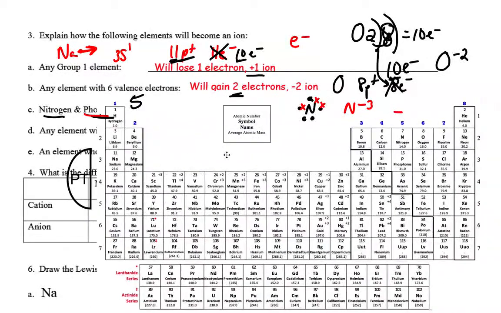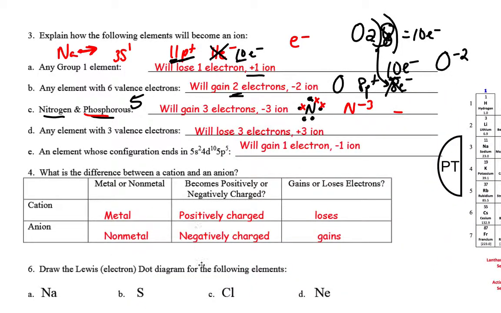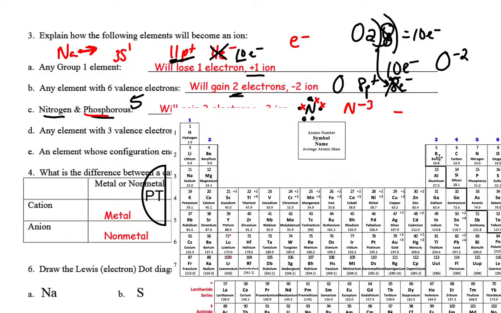Nitrogen and phosphorus are directly above and below each other. They're in the same group. They're in group 5, so they do the same thing. They have the same properties. If you have 3 valence electrons, if you are like boron or aluminum or gallium here, you're going to give away 3.